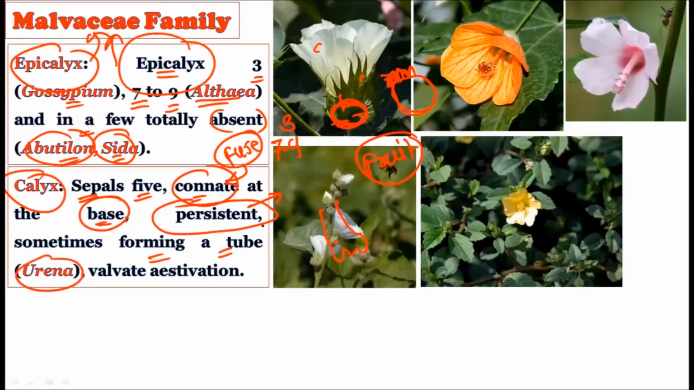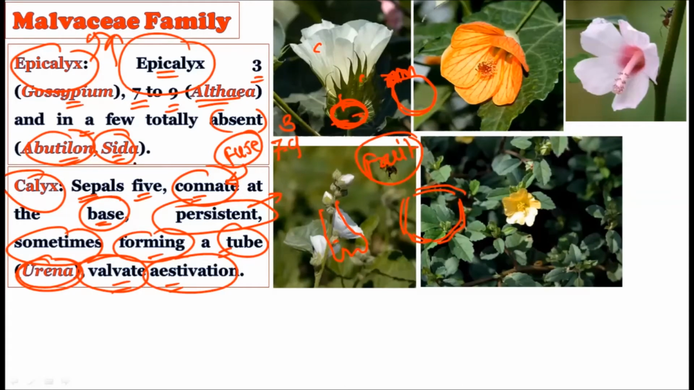For example, in Urena, if you take the whole tube out of the flower, you can take it as a whole. So sometimes they form a tube, as in the case of Urena, and the valvate type of aestivation is there generally. It can change from time to time, but valvate aestivation is there. As you know, valvate is the simple type of aestivation in which the sepals are aligned on the same radii, in a circular fashion, so no overlapping and no forward and backward arrangement is there. This simple valvate aestivation is found in the calyx of the Malvaceae family.